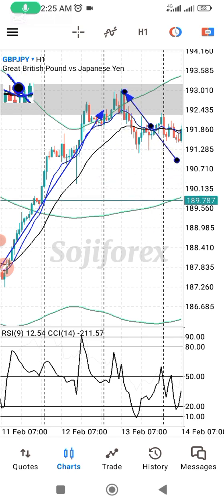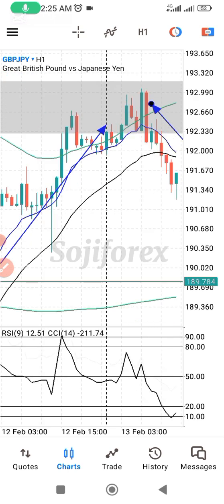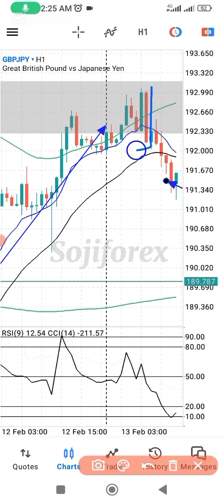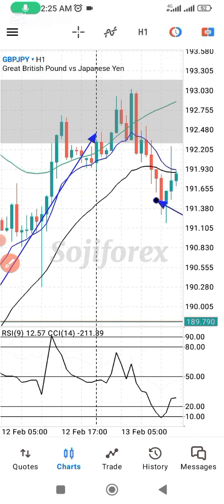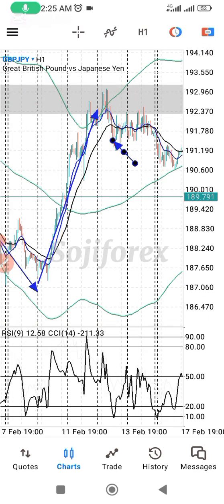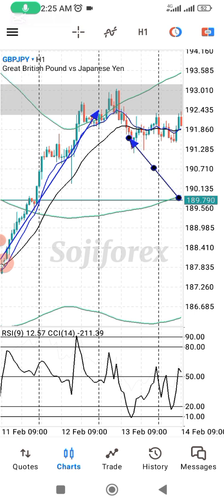And here we have a bearish engulfing candlestick pattern. So this particular candle you are seeing here is a bearish engulfing candlestick pattern. Alright, so that bearish engulfing candlestick became our entry signal.